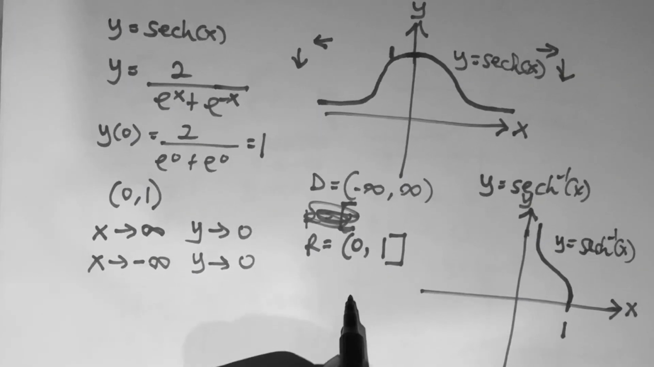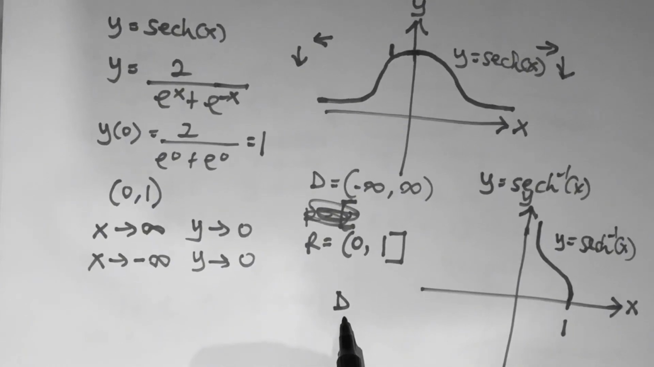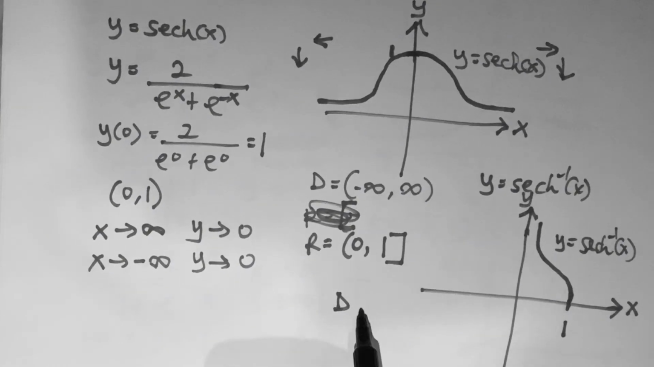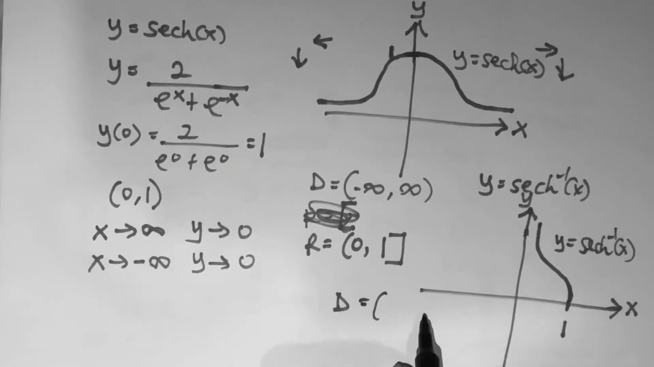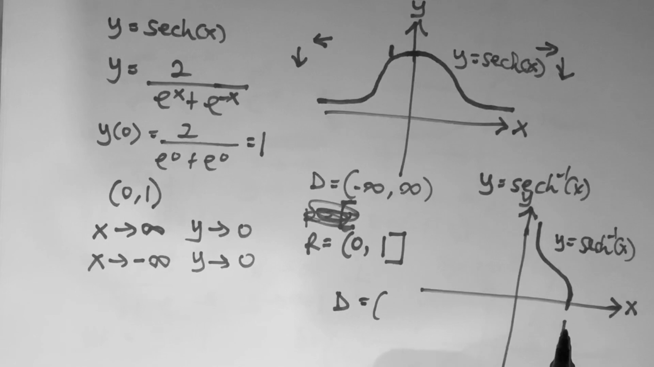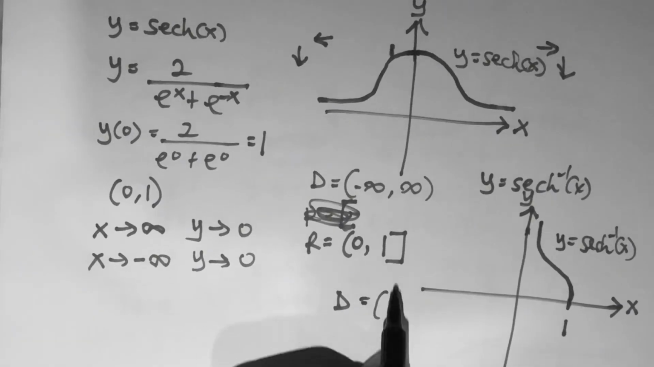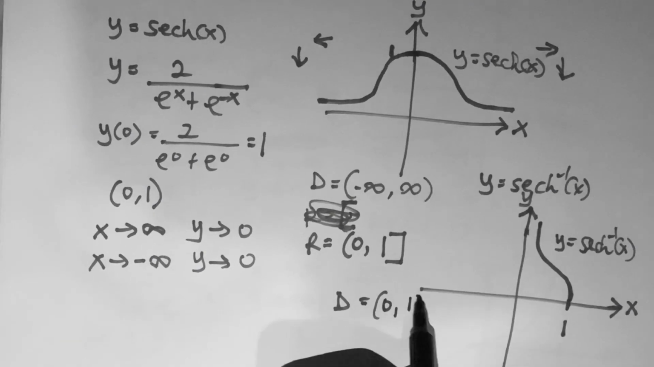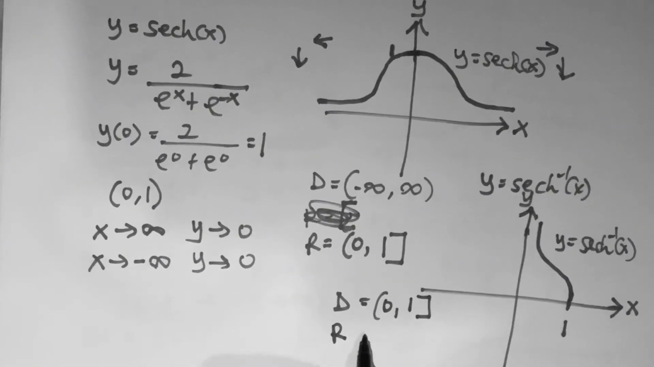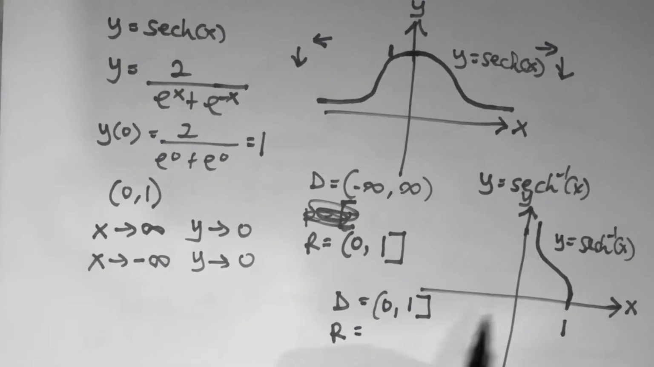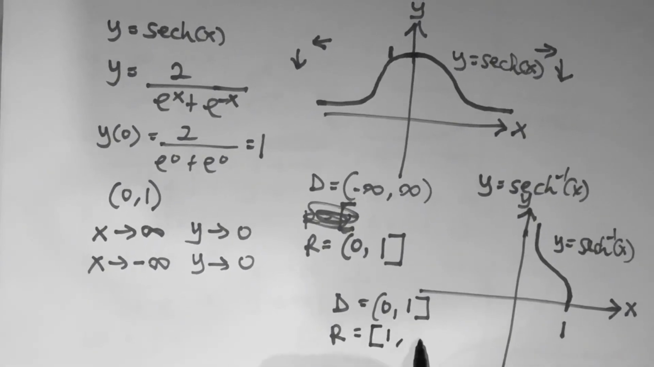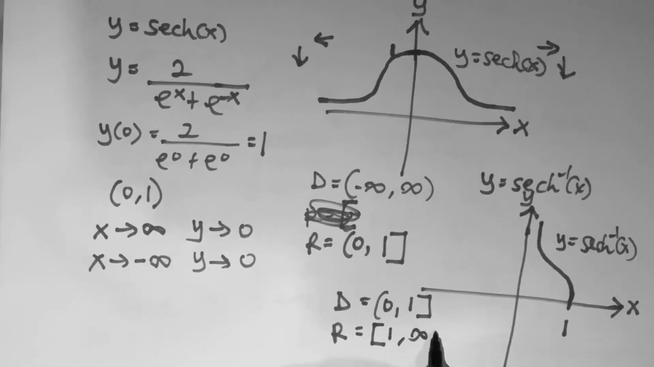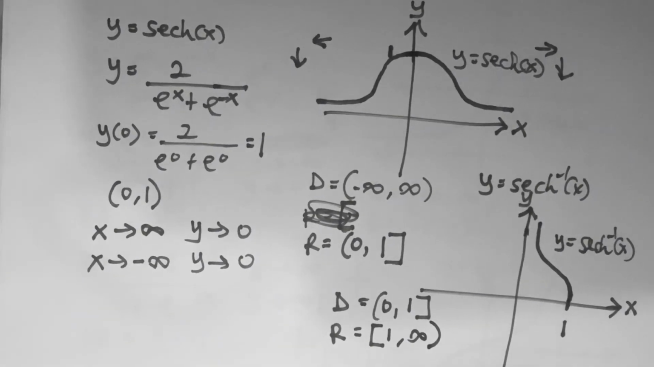So what is the domain of this curve? You see that the highest x value is 1 and the lowest x value is 0. So it is 0 to 1. And then the range: the lowest y value is 1, so it is 1 to infinity. So this is the domain and then the range.